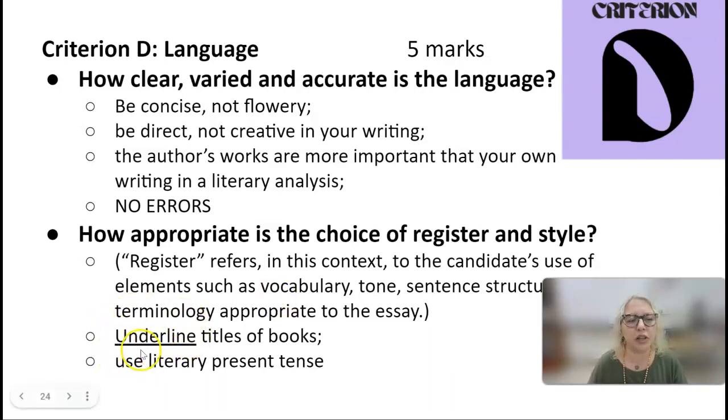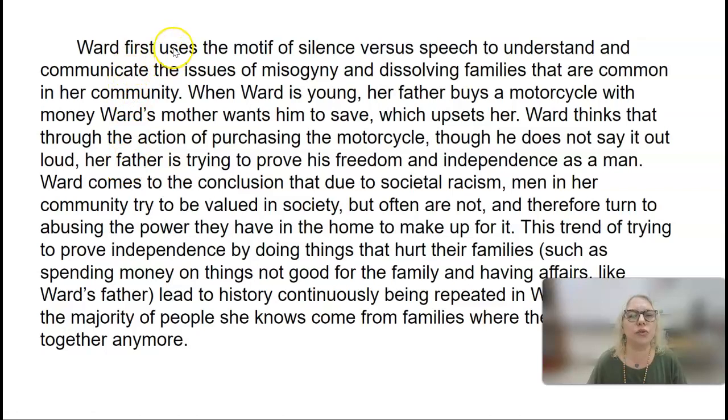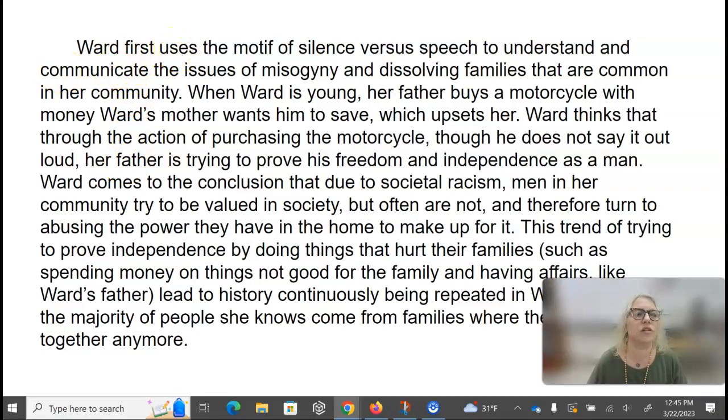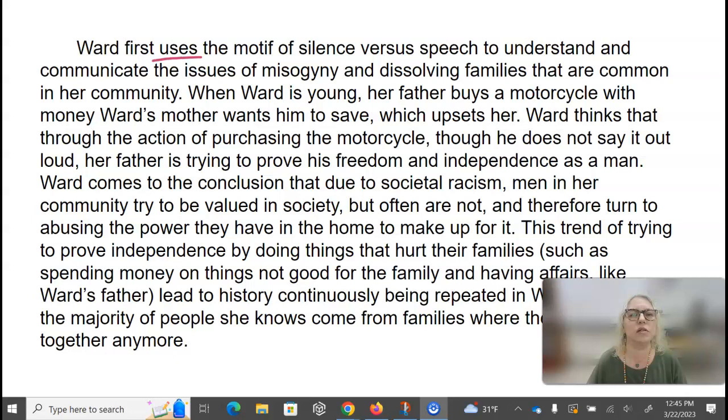All right, make sure you underline the titles of books, and then also use the literary present tense. So Ward uses instead of used. See that there? Uses. And when Ward is young. So even though she's not currently young, it feels weird, right, to have that in present tense. But that's what we do with literary analysis. It's called the literary present tense. So buys, wants, upsets. These are all in the present tense, and that's what you want to do as well in your essay.